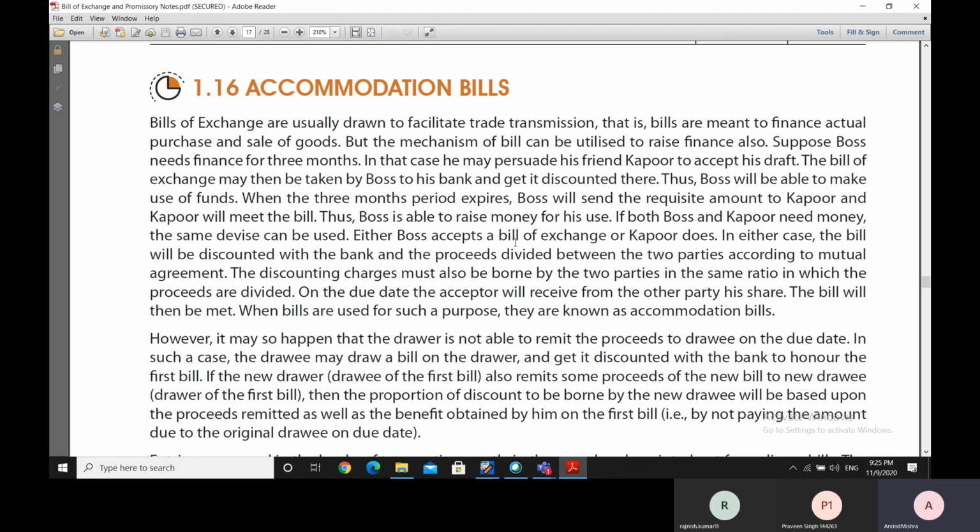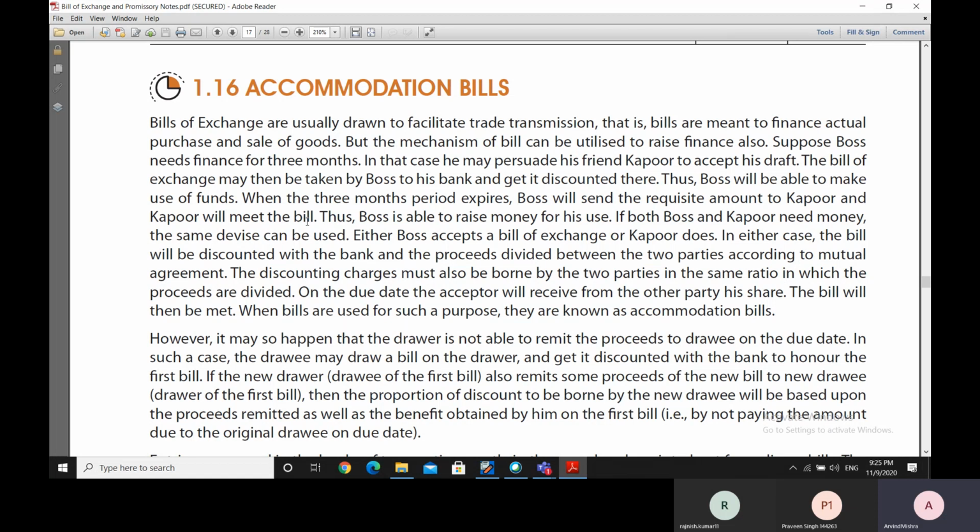Now when 3 months period expires, bank will go to Kapoor to collect the payment. So what boss will do is that he will send the requisite amount to Kapoor, and Kapoor will make the payment to the bank.